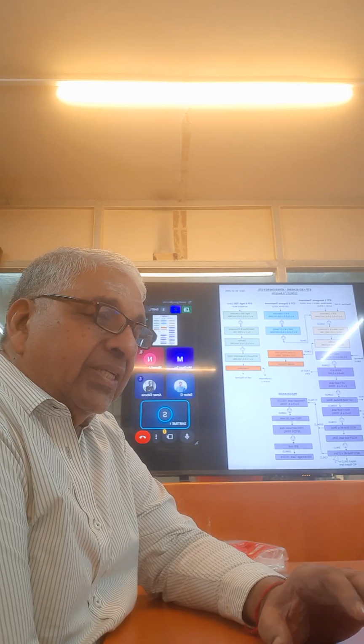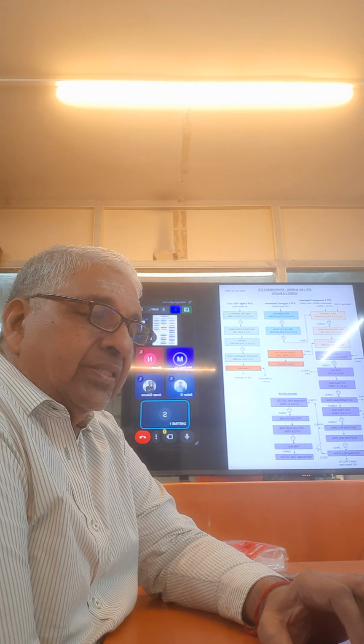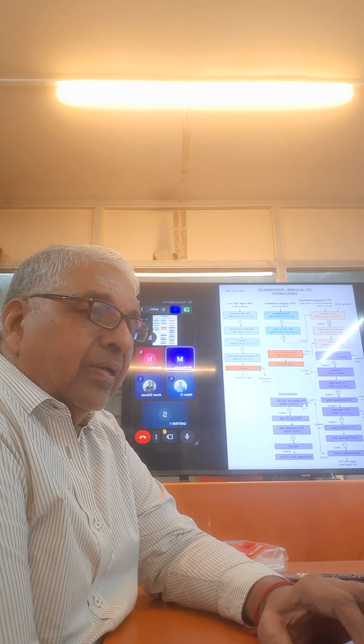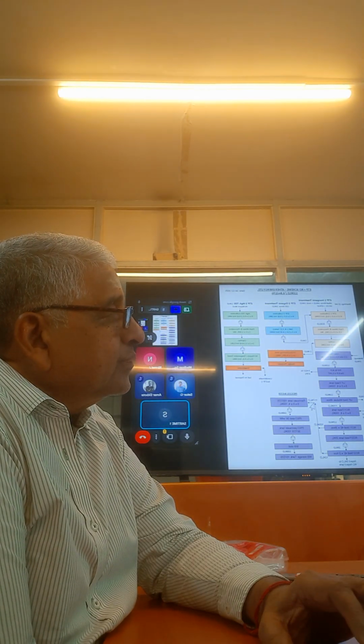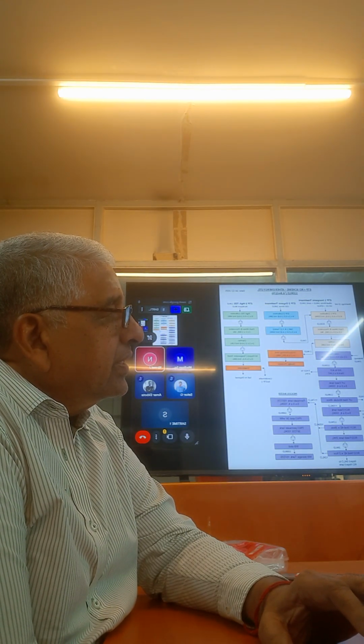Now, I have one suggestion. Sorry, in RO there is also an evaporator, no? Yeah, in Tamil Nadu, it is not permitted to give anything outside. ZLD in Tamil Nadu. Yeah.